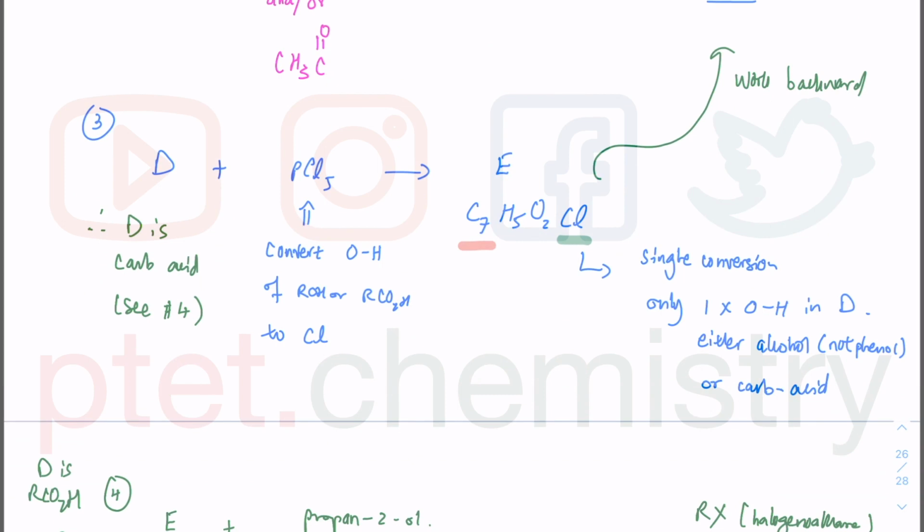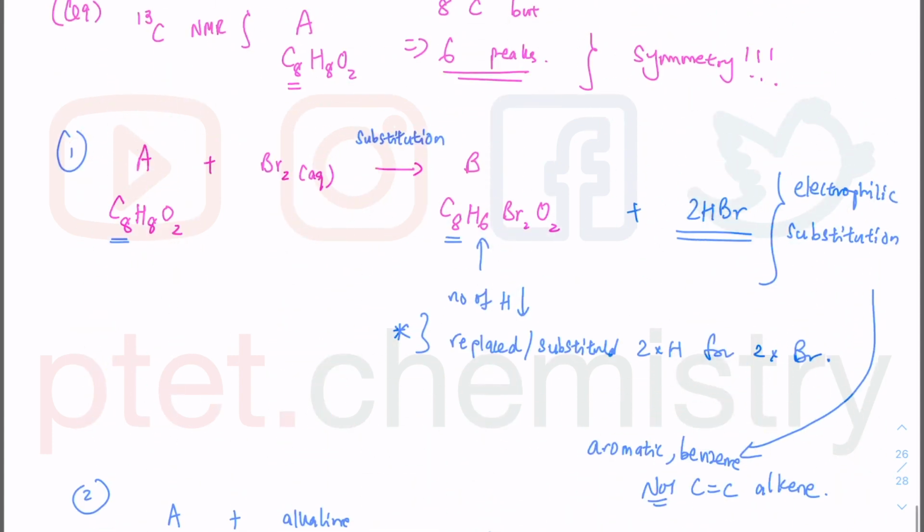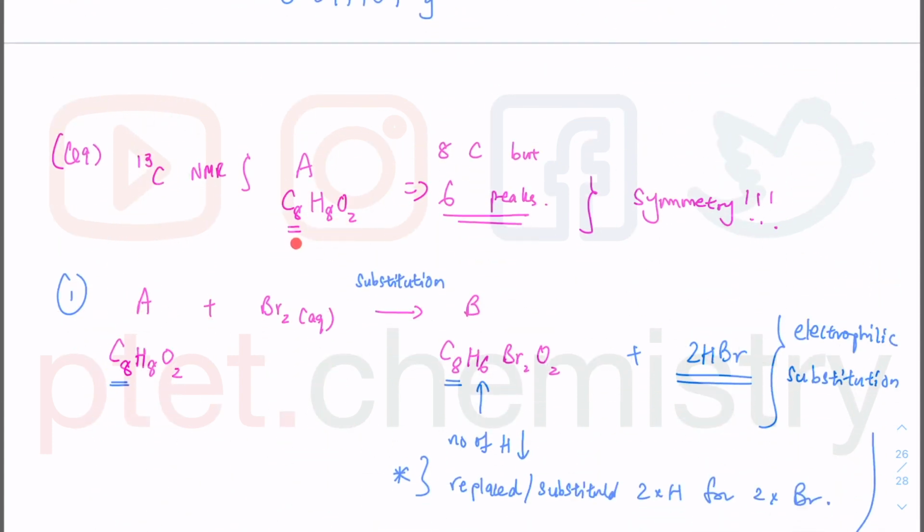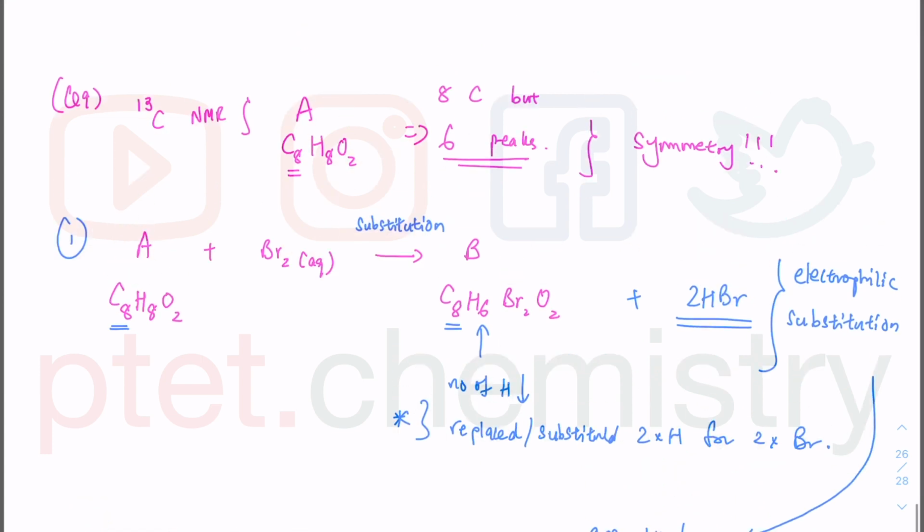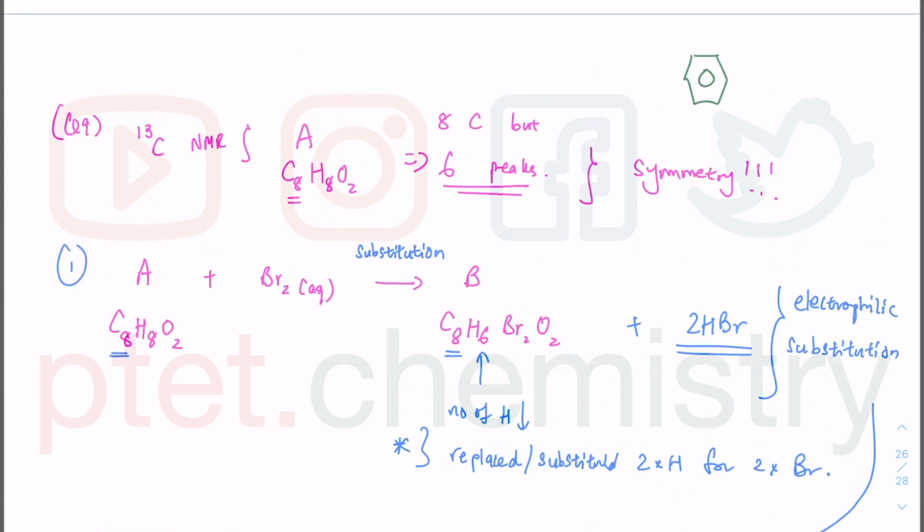Now draw the structure of compound A, B, C, D, E, and F. Let's try. Looking at question 9 again, at the beginning we say C8H8O2. This reminds me of a benzene ring, as we said just now, aromatic. So perhaps I can start by drawing a benzene ring. Can I have an OH? Maybe I have an OH, or maybe not. I have 8 carbon, but I have symmetry, so perhaps that is correct. Could be this, like that, symmetry. So let's work through it and see.